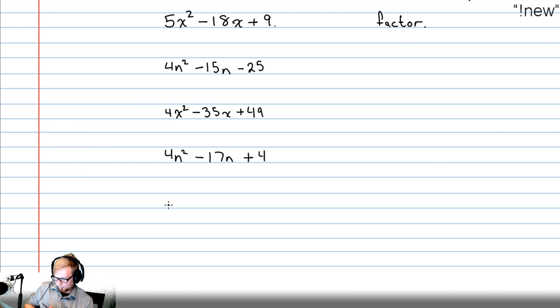Okay, I'm having trouble with 11. I think I may have written it down wrong. It's 4n squared minus 15n minus 25.